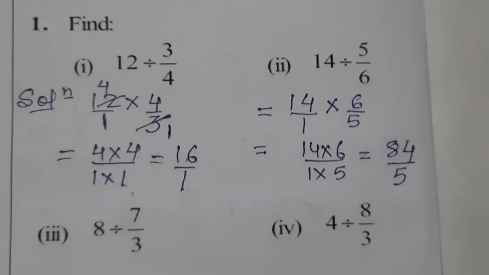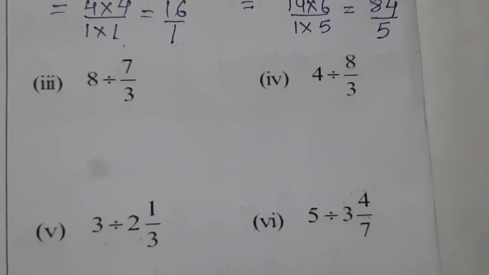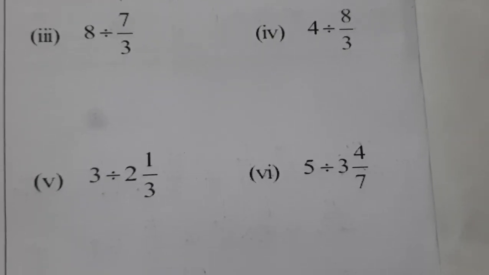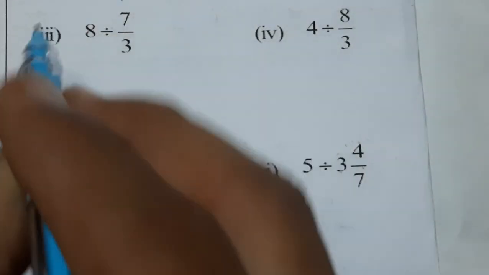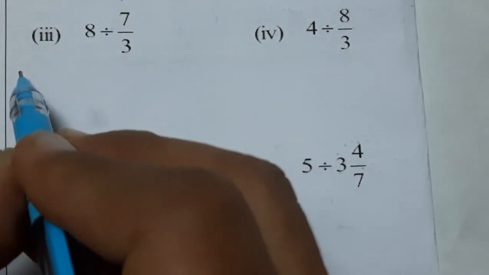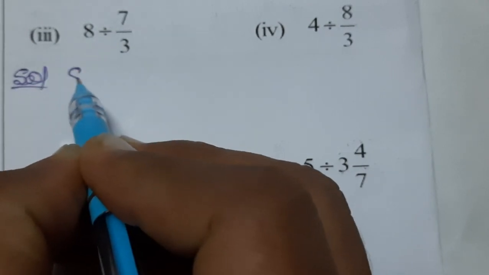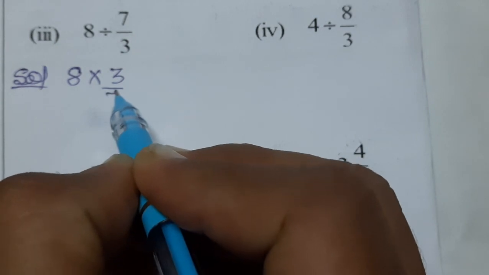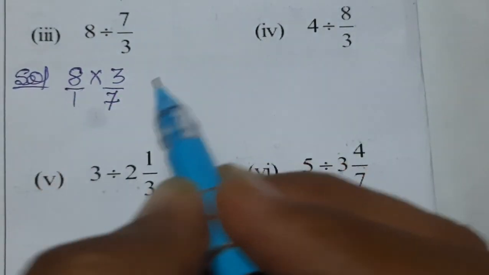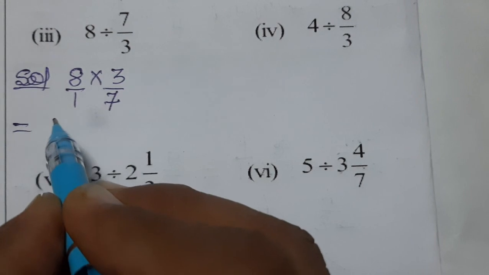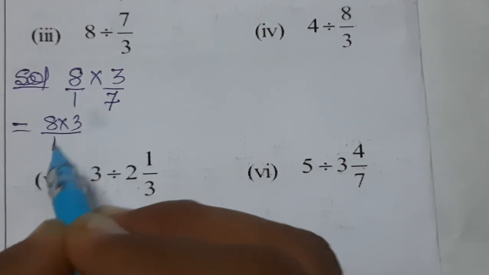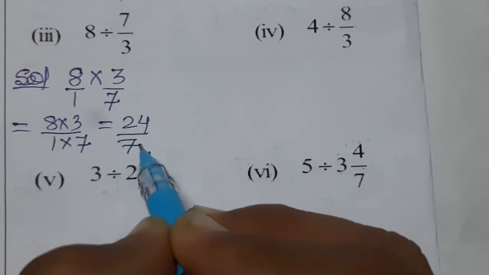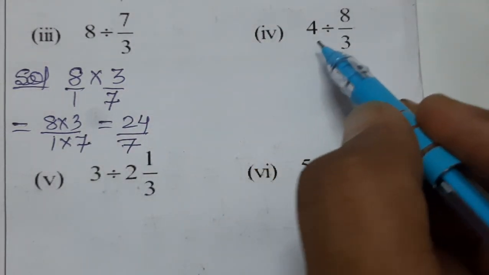Now see question number 3. How to do question number 3? 8 divided by 7 by 3. So let's do this one also. 8, divide is changed to multiplication. Take the reciprocal, 3 by 7. Put 1 as the denominator. Multiply numerator with numerator. 8 into 3 and 1 into 7. 8 threes are 24, 7 ones are 7. Now see the second one next.